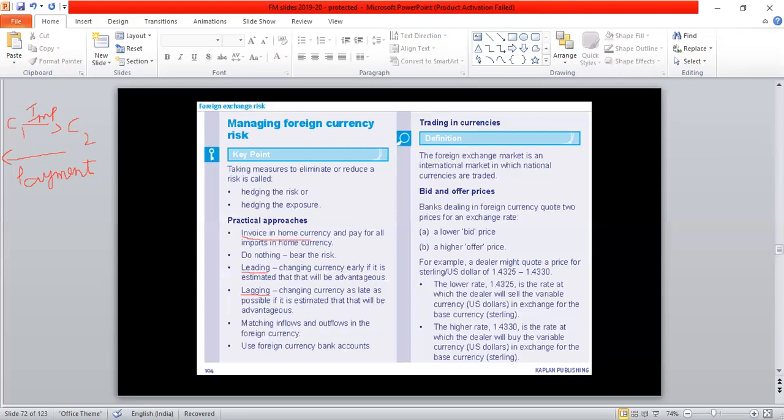Here also, ensuring that as on the date when the payment has to be made, there are certain cash inflows also. So matching inflows and outflows in the foreign currency. Okay.